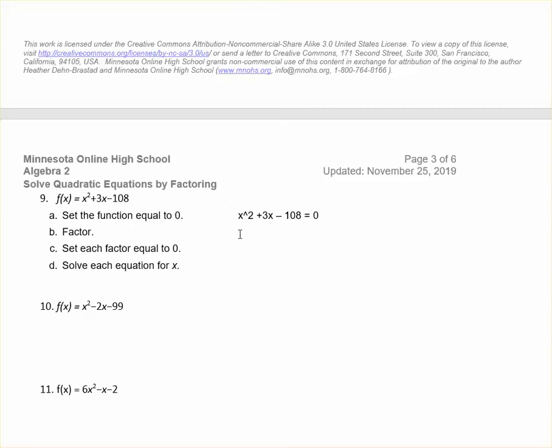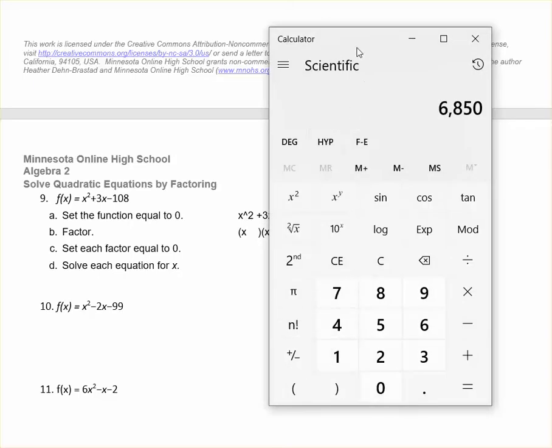Then we are going to factor. This would factor as x, something, and then the second set of parentheses will also be x. I'm not sure what the factors are going to be yet, so I'm just going to leave a space there. Now over here, I'm going to figure out what the factors of negative 108 are, so that when we add those factors together, we get a positive 3.